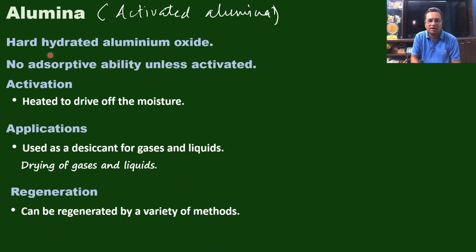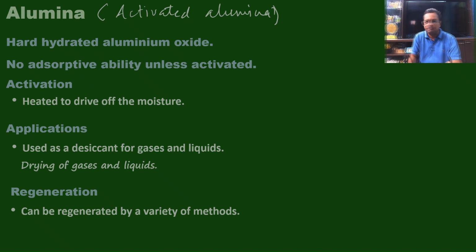So that is all about activated alumina. It is hard hydrated aluminum oxide. Essentially, it has no adsorptive ability unless activated. It is activated by heating it to dry off the moisture. It is used as a desiccant for gases and liquids, that is for drying gases and liquids, and you can regenerate it by a variety of methods. So that is all about activated alumina.